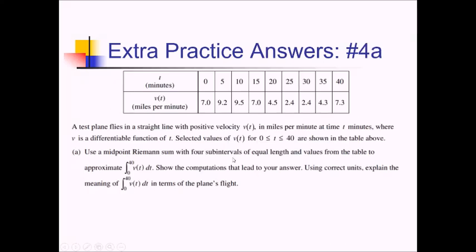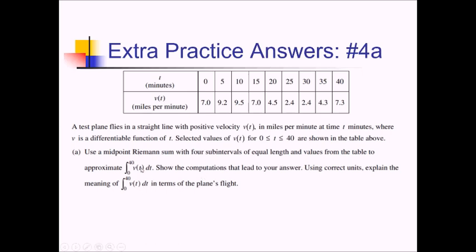For this calculator-based free response problem, we have a test plane flying in a straight line with a positive velocity, and we're doing this in miles per minute. And v is differentiable. Selected values of that function v from 0 to 40 are shown in this table. First task is to use a midpoint Riemann sum for subintervals of equal length, values from the table to approximate the integral from 0 to 40 of v of t. And then they want us to, using correct units, explain what all that means.